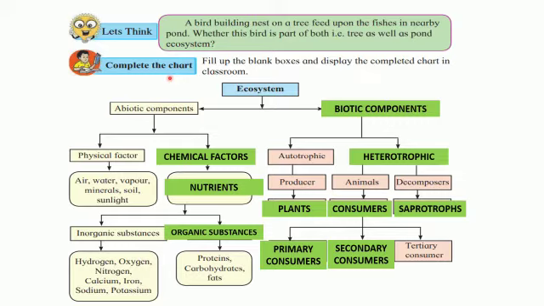So this chart tells us about the biotic and abiotic factors. Those which are living are biotic, that is plants, animals and microbes, whereas the abiotic include the non-living like water, soil, air, minerals, etc. And both of these play a very important role, and there is a close interaction between each other.